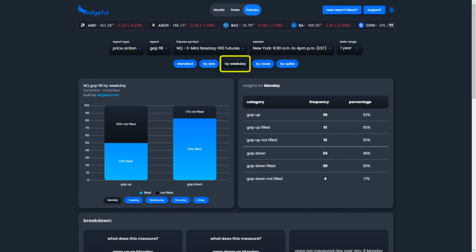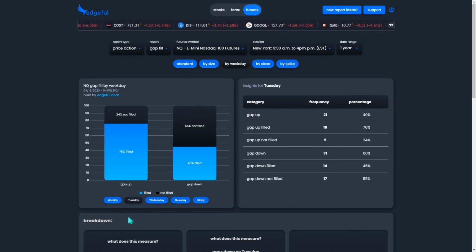You can also look at how often gaps fill based on the day of the week. Think about the market closing on Friday and then opening lower on Monday. The first day of the week is more likely to be a fake move, and 83% of the time, these gap downs fill in. But look how big of a difference a day makes when we click on Tuesday. We go from over 80% to below 50% getting filled.